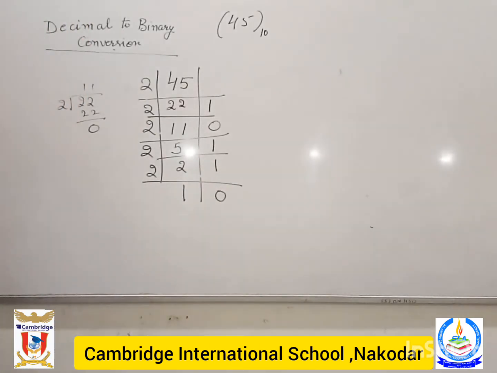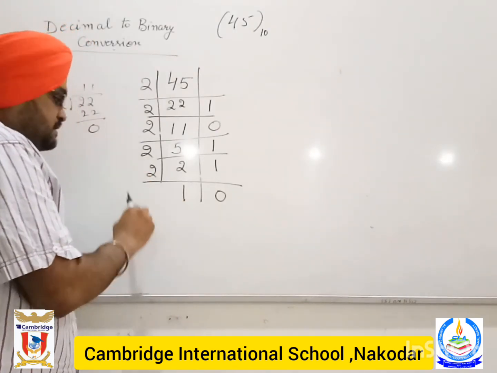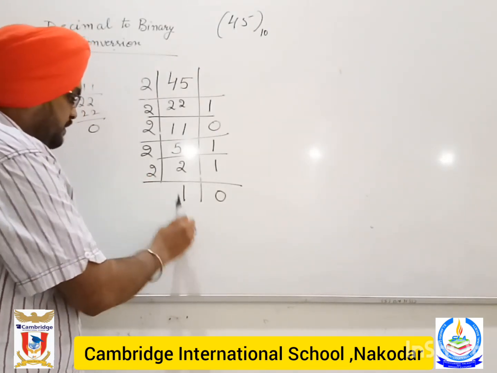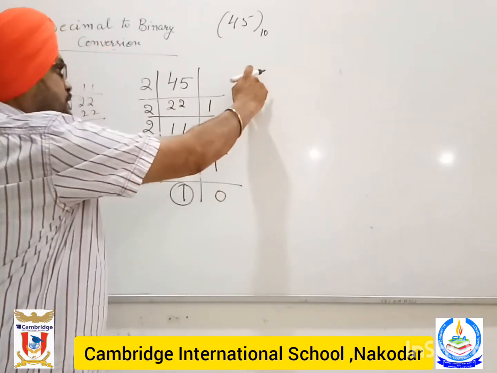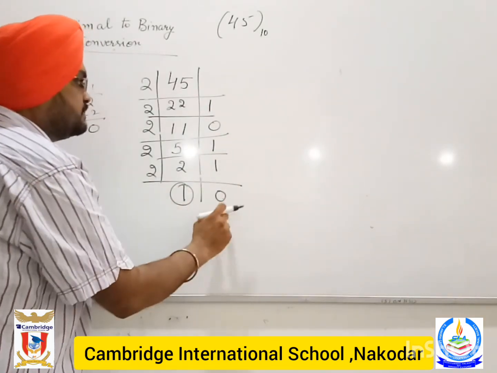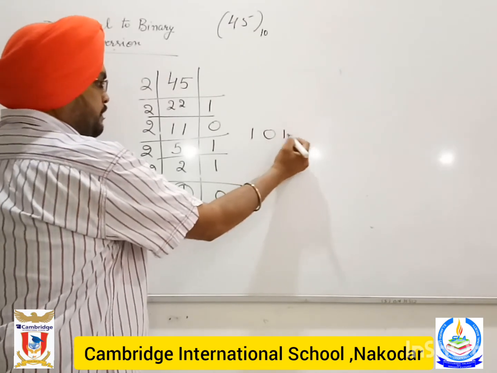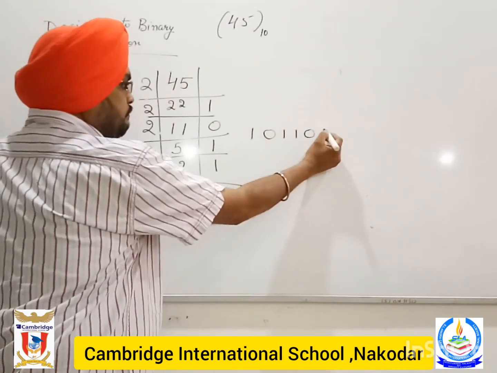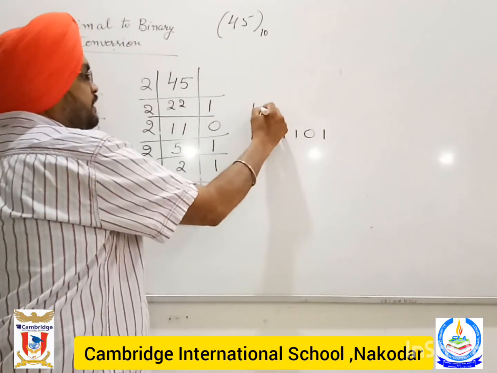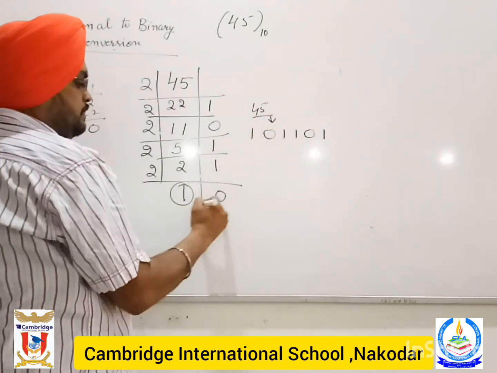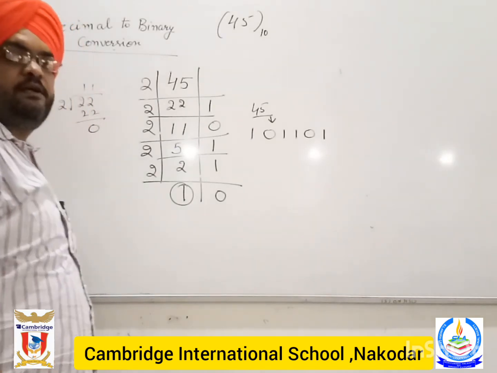Now we have the equivalent binary number, starting from the reverse. As I have explained, the important part is that we have to write from this one only, in reverse order, not from top. We have to write this number from the bottom. So we have 1 0 1 1 0 1. So the binary equivalent of 45 is 1 0 1 1 0 1. Is it clear? Okay.